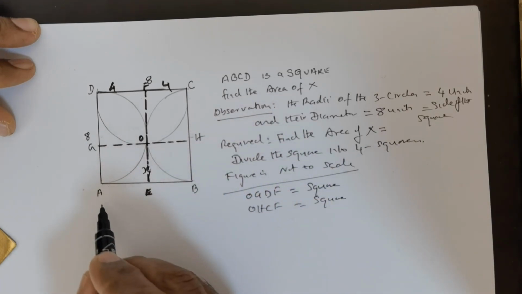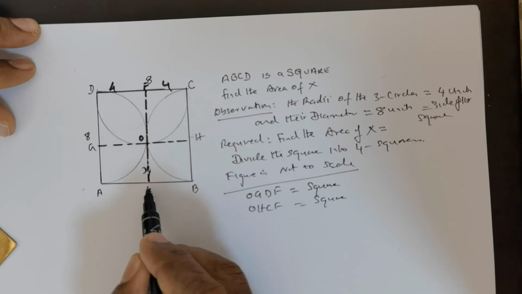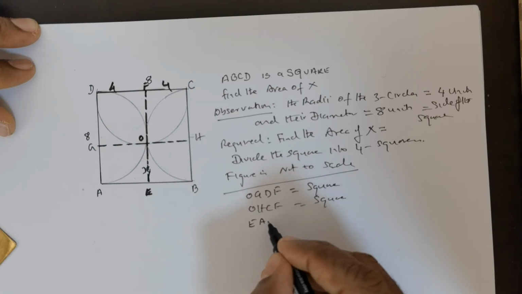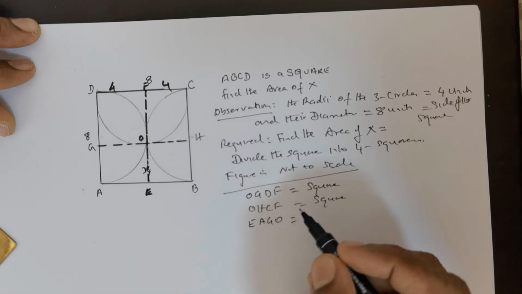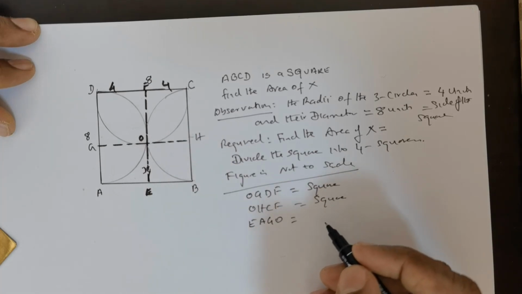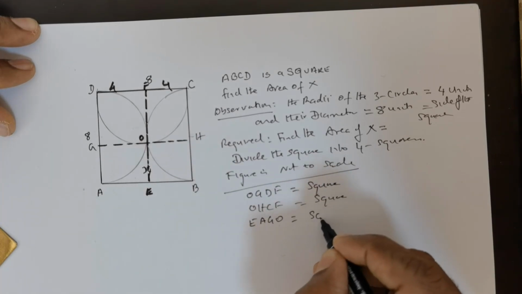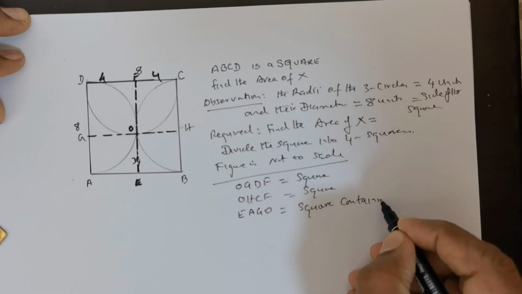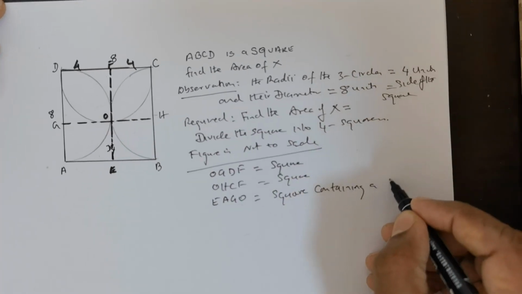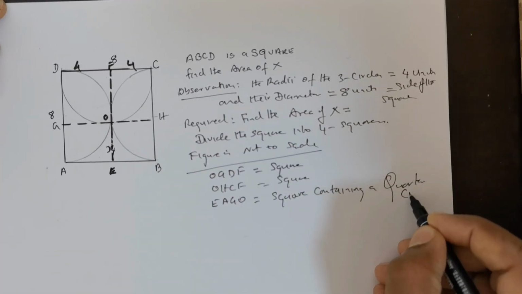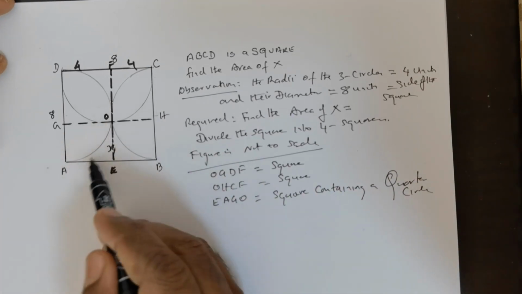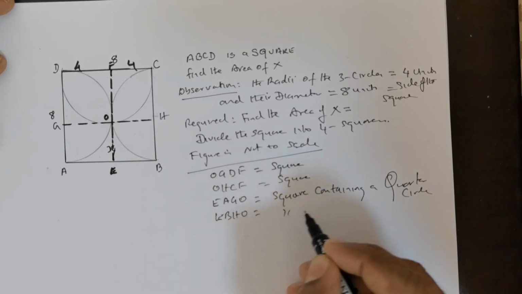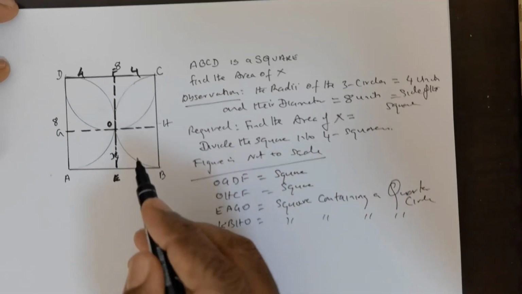And what else? You have EAGO. You got a square, but the square contains a quarter circle. That's the important point, right? So there is a quarter circle here, and EBHO is also a square containing a quarter circle. So that is an observation.